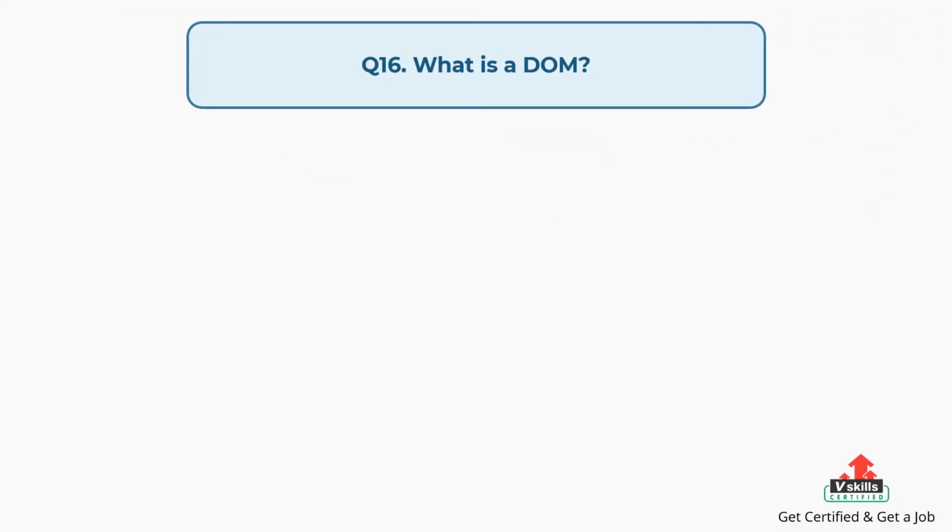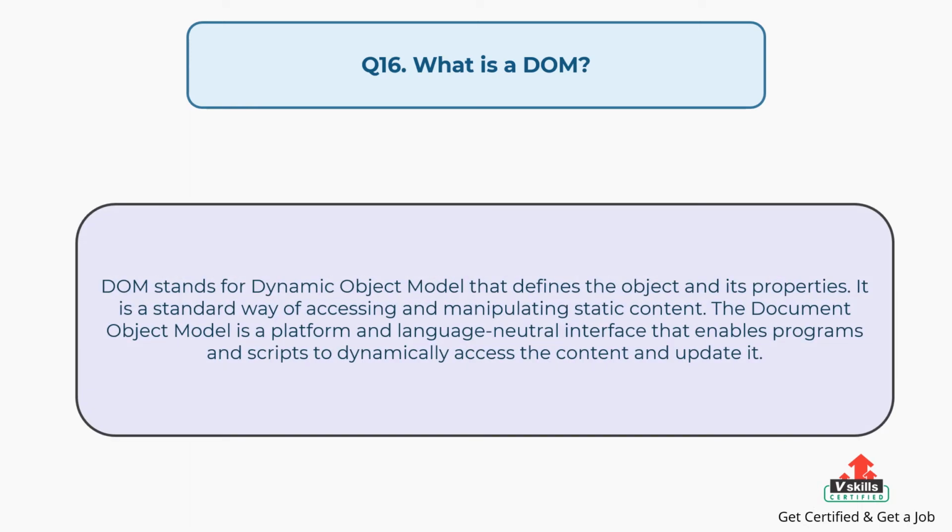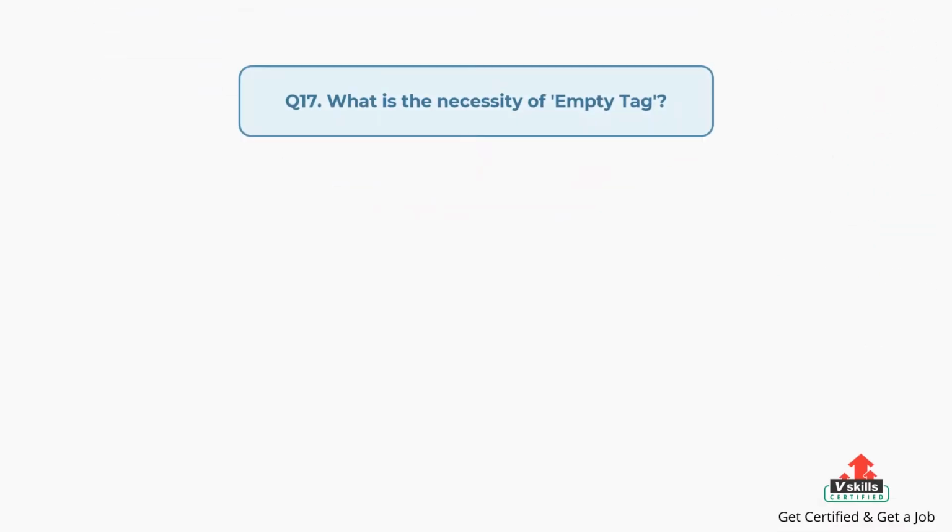Question number 16. What is a DOM? The answer is, DOM stands for Dynamic Object Model that defines the object and its properties. It is a standard way of accessing and manipulating static content. The document object model is a platform and language-neutral interface that enables programs and scripts to dynamically access the content and update it.